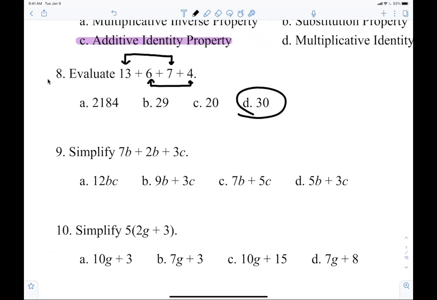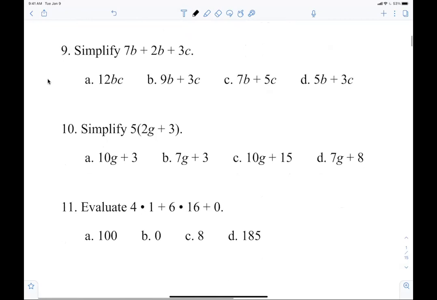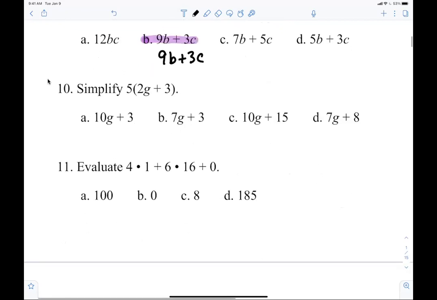All right, now we get into some simplifying. What can we add together? 7b and 2b. Yep, just 7b and 2b makes what? Yes, 9b plus 3c. And now for number 10, we have to do the distributive property, correct? And so when we do the distributive property, that's going to be what? 10g plus 15.